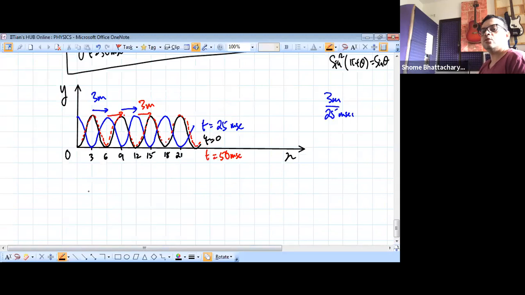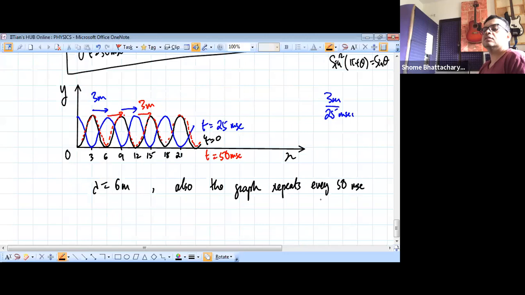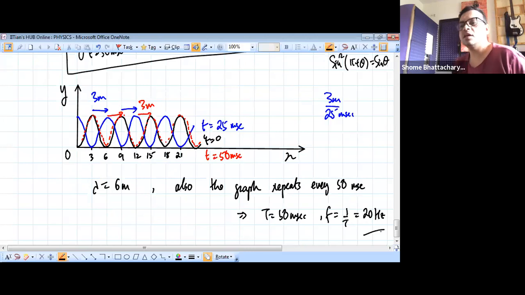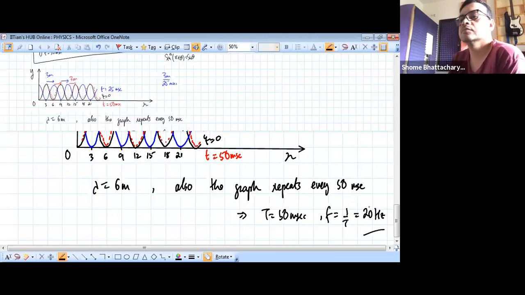So we can see from this that not only can we understand that the wavelength is equal to 6 meters, you can also see that the graph repeats every 50 milliseconds. So according to this, the time period should be 50 milliseconds, or the frequency should be 1 upon time period, so 1000 upon 50, so it should be 20 hertz. Now we'll also understand this from the graph of the oscillation, y as a function of time. Okay, but first make a note of all these.